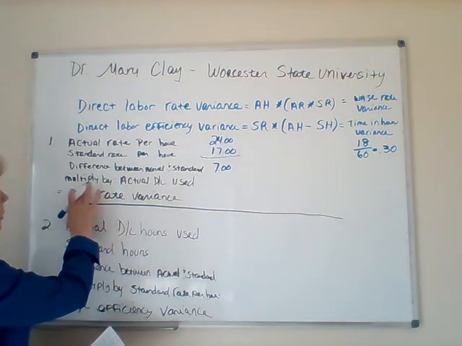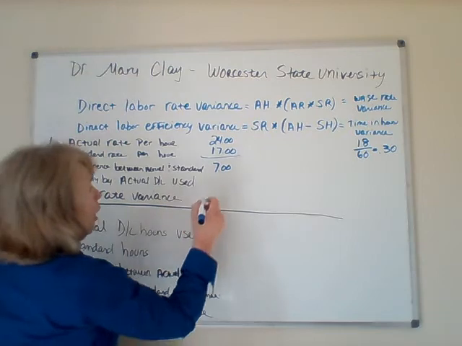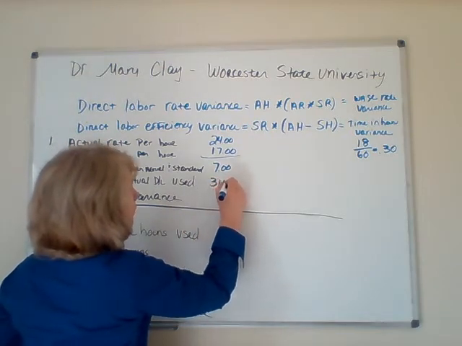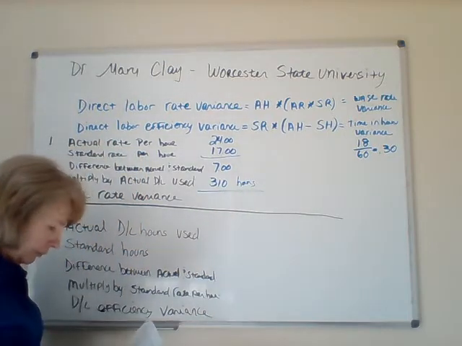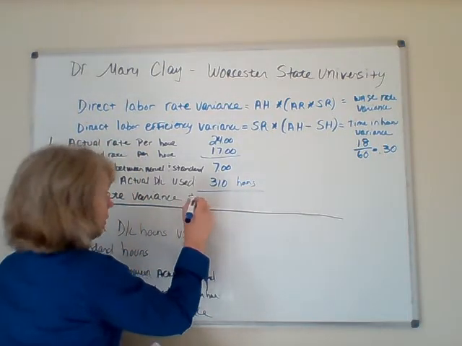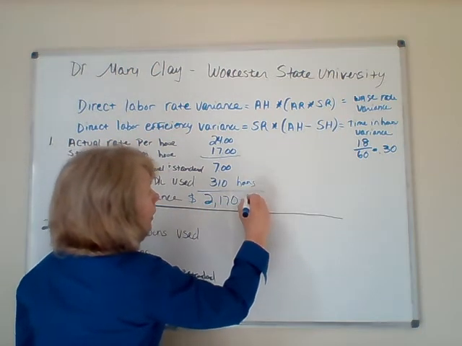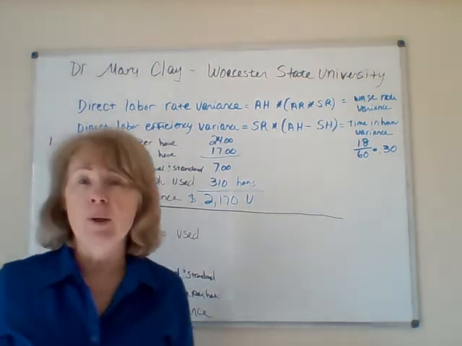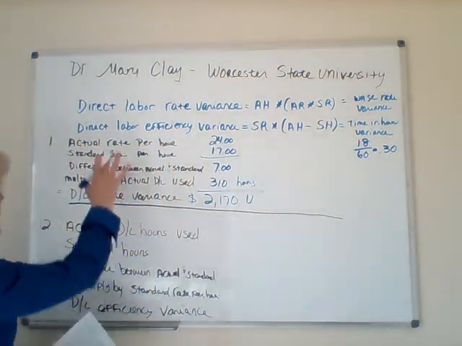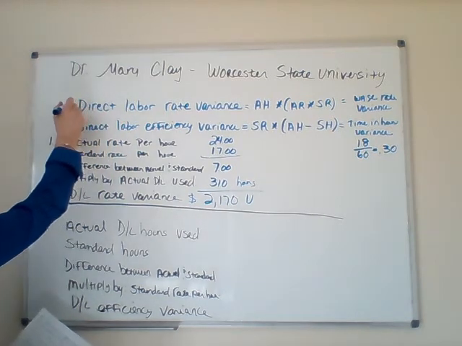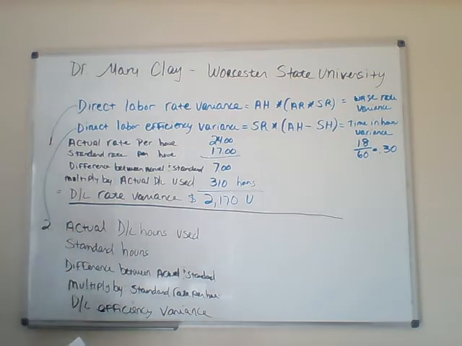Now we're going to multiply by the actual direct labor used. This is hours, so 310 hours. We multiply it out, and that gives us 2,170. But we're going to put a U for unfavorable. That is unfavorable. That's the direct labor rate variance. Now we're going to do the direct labor efficiency variance.